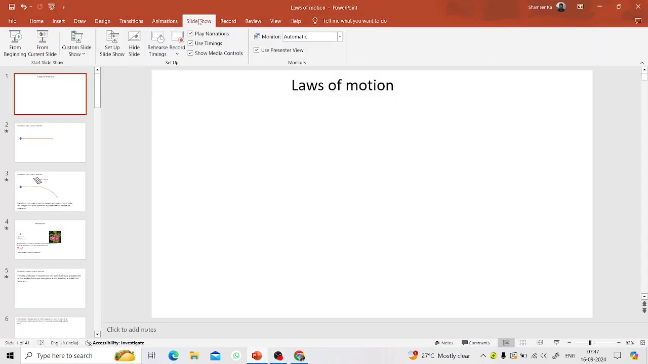So the chapter name is Laws of Motion. In this chapter, you will learn all the laws associated with the motion, and also you will learn the derivation of force, friction, etc. So laws of motion, there are three laws.